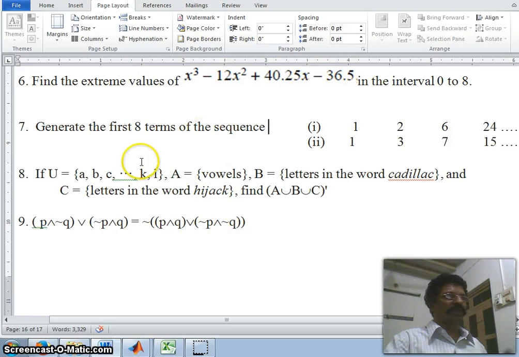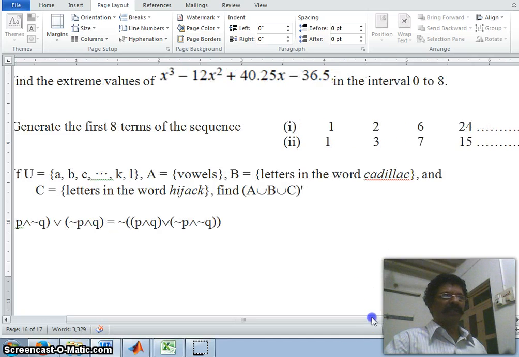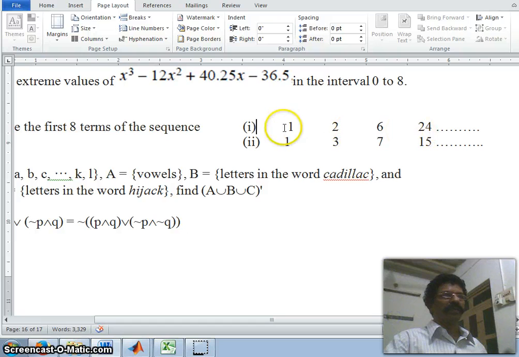Now question number 7. Generate the first 8 terms of the series. This sequence is given as 1, 2, 6, 24. If you analyze this, 2 into 1 is 2, 3 into 2 is 6, and 4 into 3 is 12, 12 into 2 is 24. So this is nothing but the factorial series. We want only 8 terms.